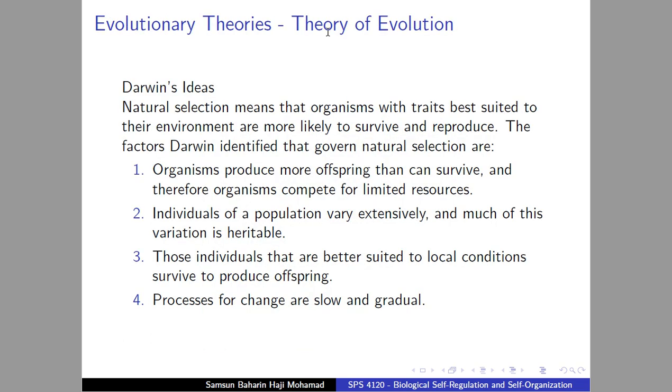So the last one is the evolution theory. When the cell becomes an organ, which one has the higher rate to live? So we have Darwin. We know Darwin. Darwin's idea, natural selection, means that organisms with traits best suited to the environment are more likely to survive and reproduce.